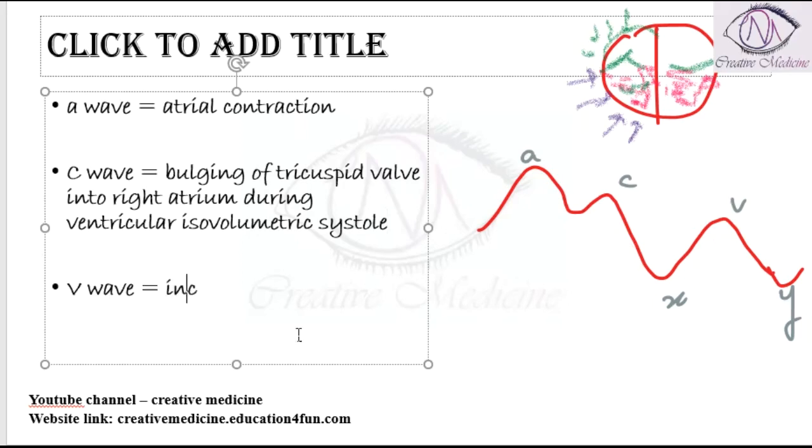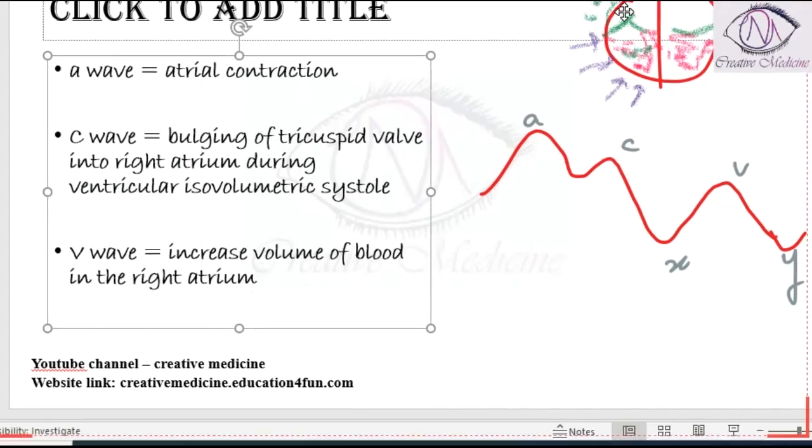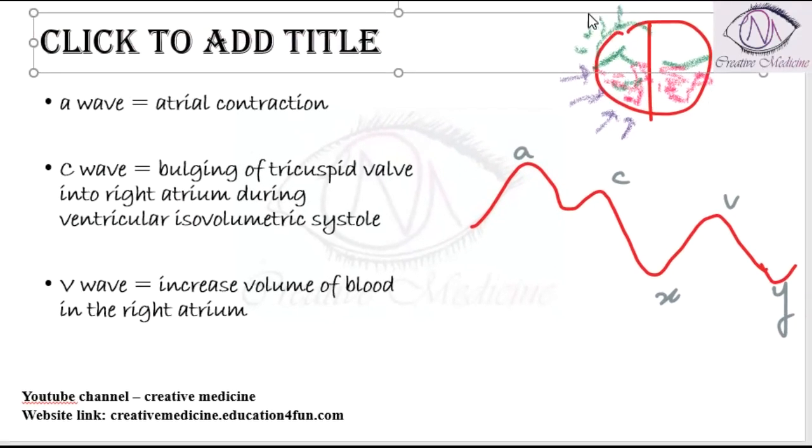V wave results whenever there is increased volume of blood in the right atrium. So V wave is mainly seen when there is blood flow from the inferior vena cava and superior vena cava, then we will have this V wave. Then we will see the descents.